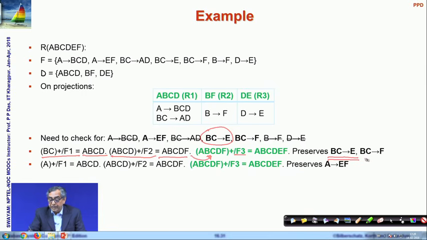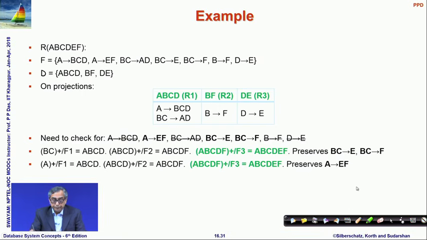This set also has F, so the other one will also be preserved. So, this is preserved, this is preserved. To check whether this dependency is preserved, we need to again repeat the process and find whether EF belongs to the final closure set, which it does, and therefore, we conclude that this decomposition is dependency preserving.